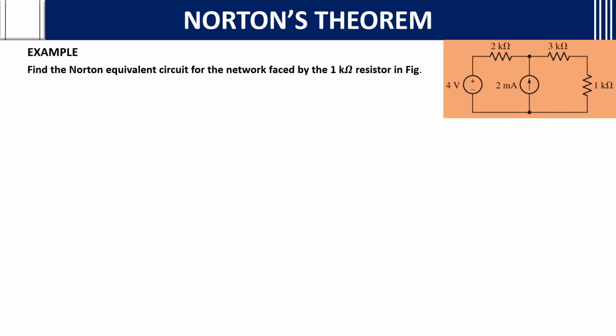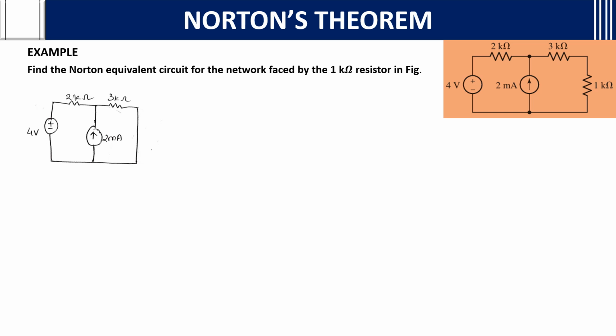Find the Norton equivalent circuit for the network faced by the 1 kilo ohm. The network faced by the 1 kilo ohm means this is the load resistance. So we can remove that resistance, short circuit it and find the Norton's current. If you short circuit it, there is 1 voltage source, a current source, and 2 kilo ohm and 3 kilo ohm. If you see the circuit, you can use the superposition theorem to find the current.